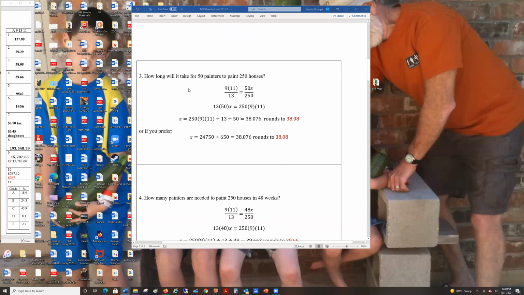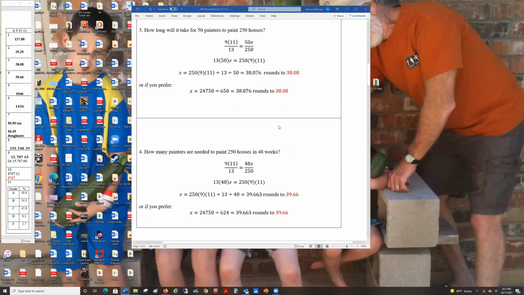How long will it take? That's time. 50 painters for X number of weeks. So painters times time, 50X over 250 must equal, again, 9 times 11 over 13. Cross multiply, 13 times 50X equals 250 times 9 times 11. So X must be 250 times 9 times 11 divided by 13 times 50, or divided by 13 and divided by 50. If you want to write out those products, you can divide them that way. You'll get exactly the same answer.